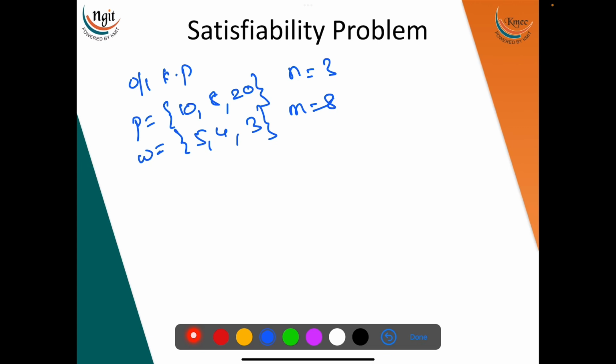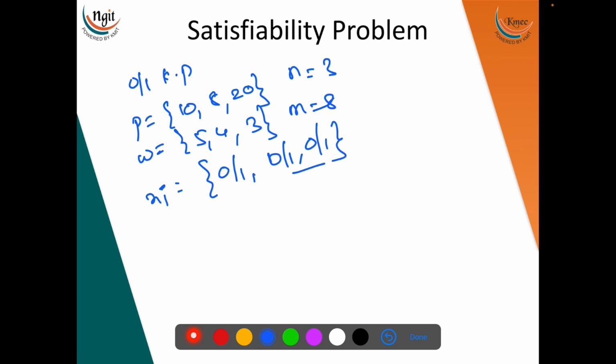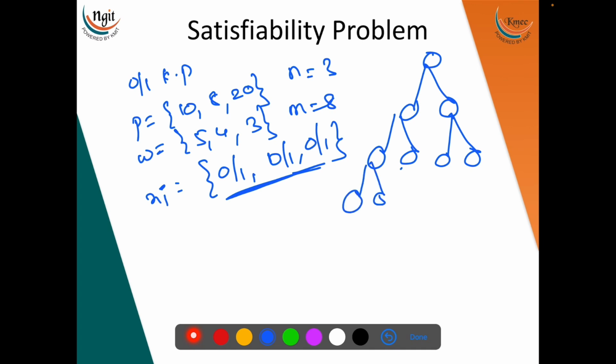Now how will we solve this problem? The expected solution of this problem is what? I can include the object in the knapsack or not include it. The solution is also expected in Boolean, true or false. Now, if I construct the state space tree, it is also the same as that of your satisfiability problem, correct?